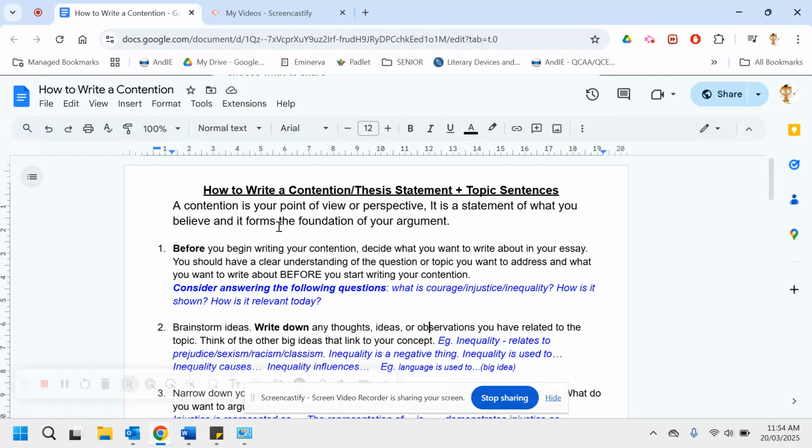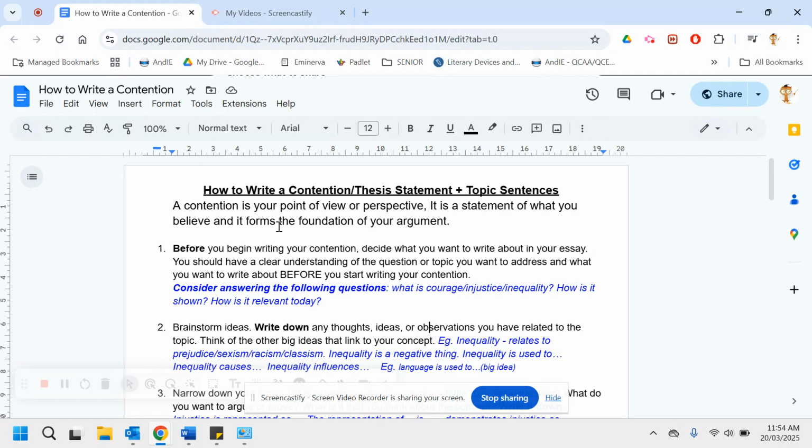So, before you begin writing your contention, you really have to decide what it is that you want to write in your essay or in your article. You should have a really clear understanding of the question or the topic that you want to address and what you want to write about before you write your contention. You'll find it's really difficult to write a contention if you actually don't know what you want to talk about in your essay. So consider the following questions before you actually start writing a contention and work through these steps before you actually formulate it.